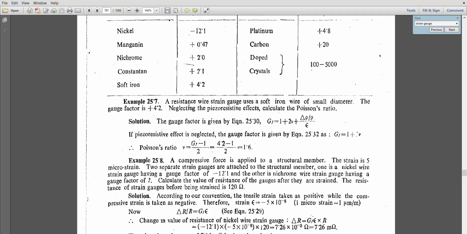The resistance of a wire strain gauge uses a soft iron wire of small diameter. The gauge factor is plus 4.2. Neglecting the piezoresistive effect, calculate the Poisson's ratio. So they've asked to remove this delta rho by rho value. Once it is removed, then you have the gauge factor and you need only find Poisson's ratio, which can be found this way, which is 1.6.